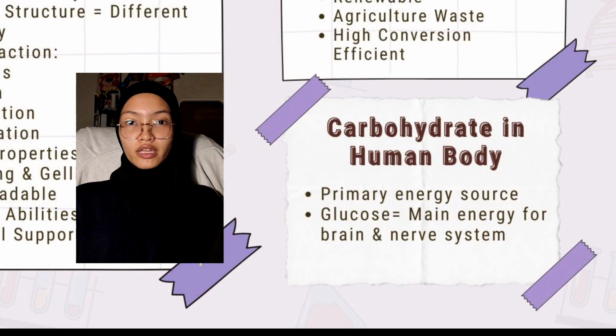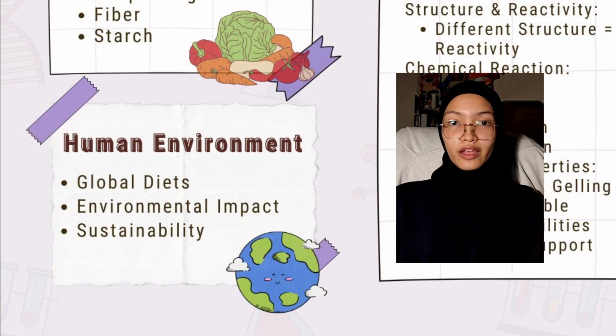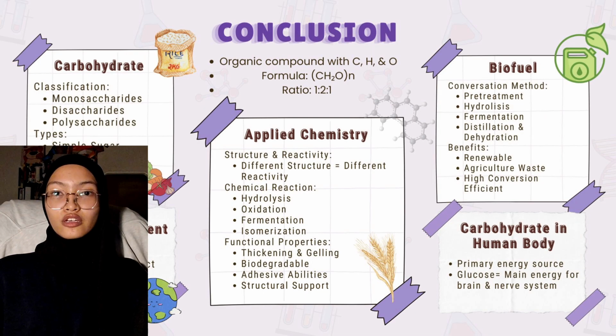In the human body, carbohydrates are the primary energy source, with glucose being essential for the brain and the nervous system. Finally, they influence our global diets, the impact on our environment, and sustainability, showing how carbohydrates connect chemistry, energy, the environment, and human health.